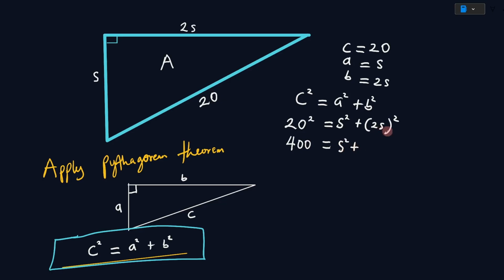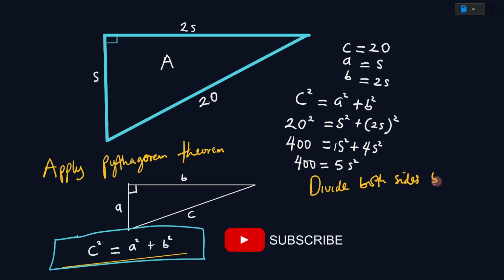So this will now be 20 squared, which is 400, equal to S squared, which is still S squared, plus (2S) squared, which will give us 2 squared, which is 4, times S squared. If we simplify further, this is 400 equal to S squared plus 4S squared. Note there is a coefficient of 1 here, which will now make this 1S squared plus 4S squared equal to 5S squared.